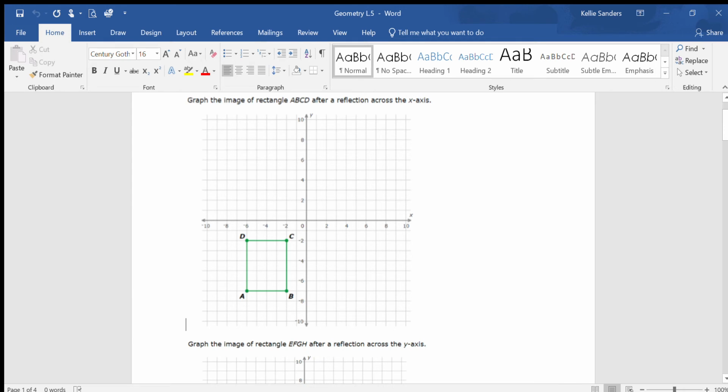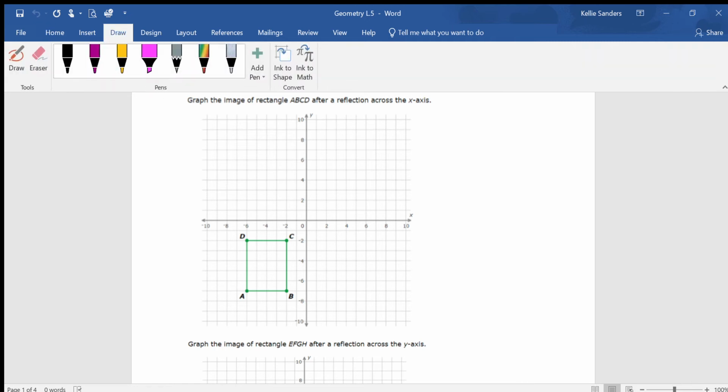Okay, today we're going to graph using reflections, and it says graph the image ABCD after reflection across the x-axis. Well, what's the x-axis? This is the x-axis, so this is your mirror. And so if this right here is C, then we would need C prime. See that C is 2 units from the purple line, which is the x-axis. So we would put the new C 2 units above the purple line, and so that would be C prime.